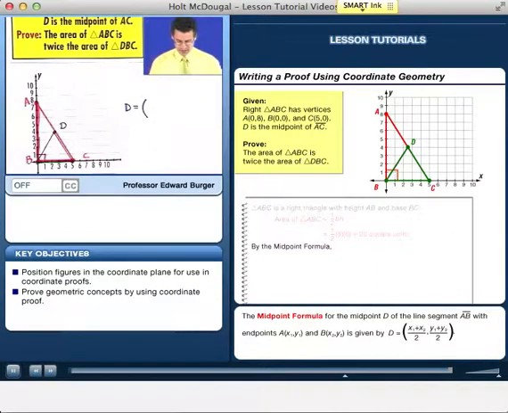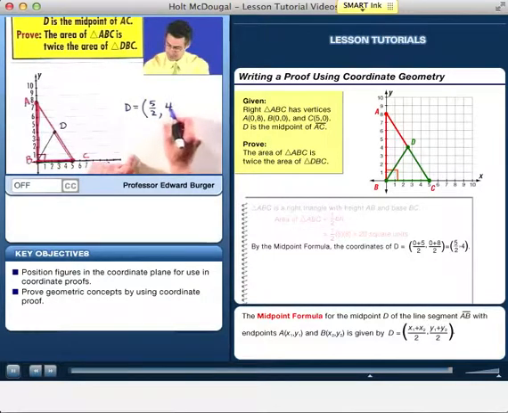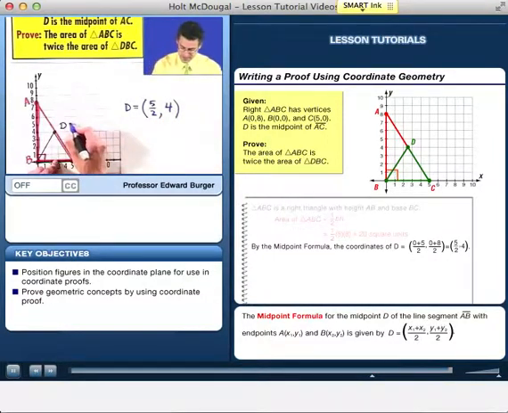So the coordinates for D are going to be what? Well, we take the average of the x's. So this x value here is 0. This is 5. So we take 0 plus 5, which is 5, and we divide it by 2. So 5/2. And then we take the average of the y's. So this y here is 0, and this y here is 8. So we see 8 over 2, which is 4. So the coordinates for this point are (5/2, 4).